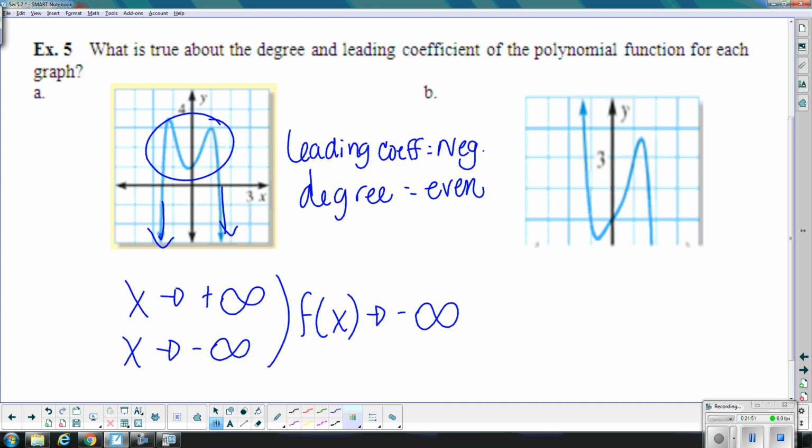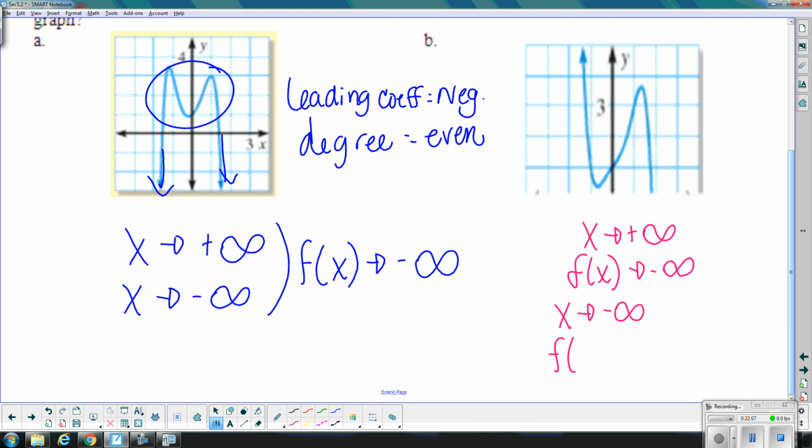Next one, you see that as x approaches positive infinity, f of x approaches negative infinity. And then as x approaches negative infinity, we can see that f of x approaches positive infinity. So what do we know about the leading coefficient and the degree? Well, the leading coefficient has to be negative, and the degree is odd.